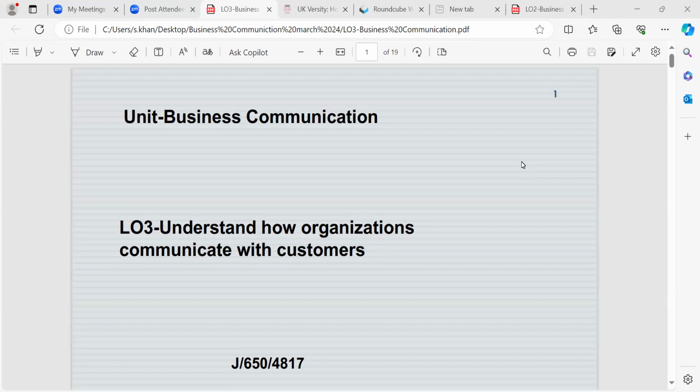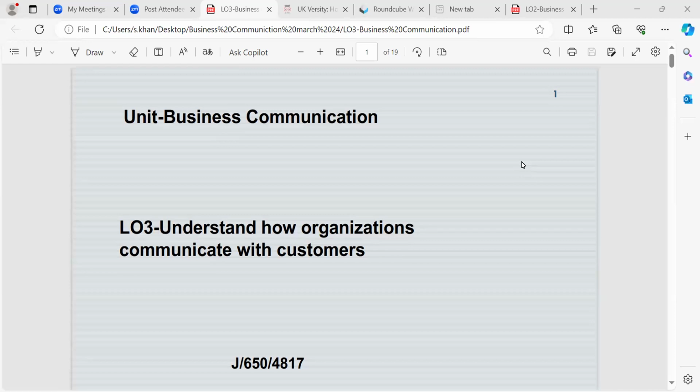So firstly, I want to give you a summary of what we did in the last session, which is learning outcome 2. We looked at how we can communicate complex business information effectively in both oral and written forms. We looked at examples of oral communication, and why it's so important that we use oral communication within an organization or a business setting.